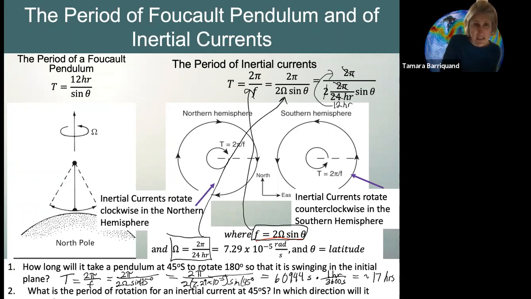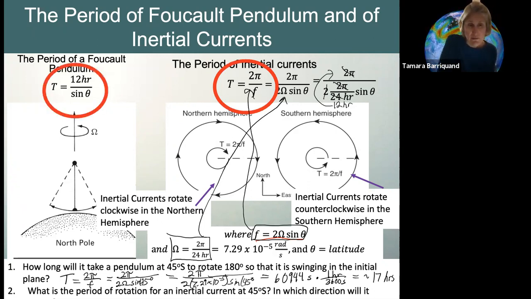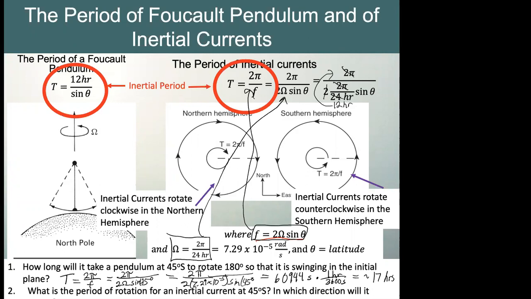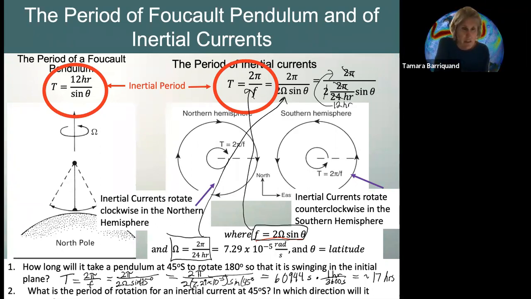And so what I see is that the period of an inertial current and the period of our Foucault pendulum are the same. And this is called our inertial period. So that's what our inertial period is. It's the same for both. Okay, so that's how we can find our inertial period. We can do it with either 12 hours over sine theta, or we've just figured out it's the same thing, 2 pi over f. And again, if we aren't careful with our sidereal day versus our solar day, we will have a slight difference in calculation there.